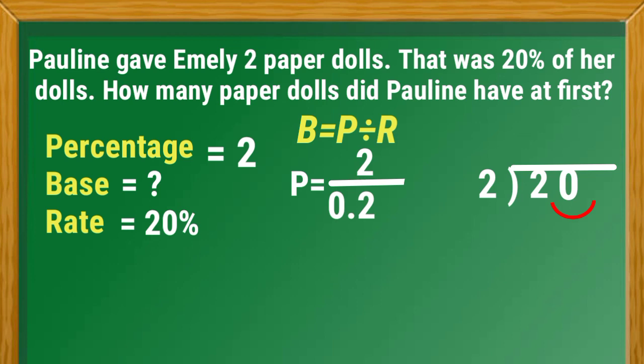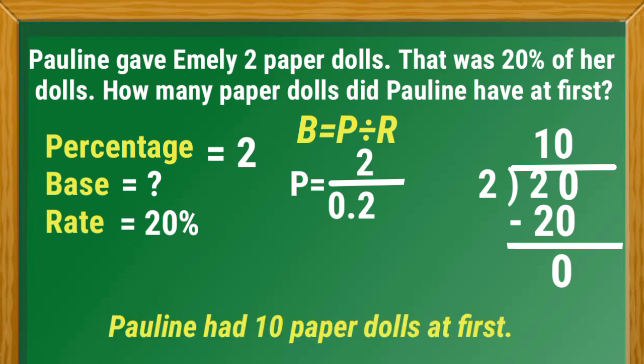So our new equation is 20 divided by 2. So 20 divided by 2 is 10. 10 times 2 is 20. 20 minus 20 is 0. So our final answer is 10. So it means that 2 here is 20% of 10. We are now done with our examples, so let's have a short review.